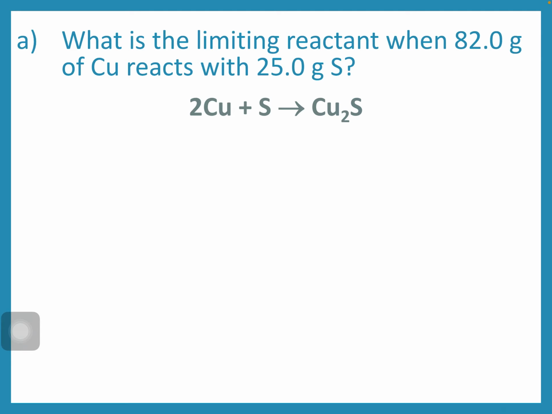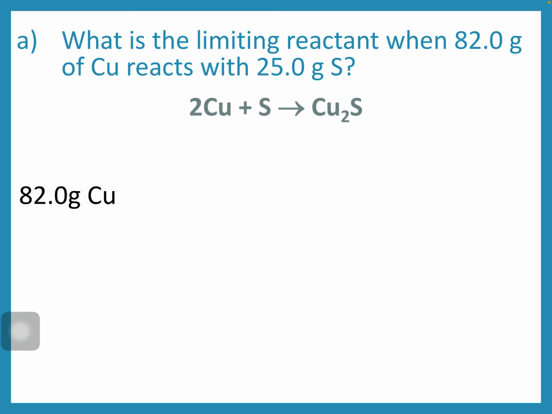So we can start with either reactant here. We can start with 82 grams of copper or with 25 grams of sulfur. We learned in our stoich lesson how to take a certain mass of one reactant and determine what mass of another reactant we would need. So we can pick either one here. I'm going to start with 82 grams of copper.